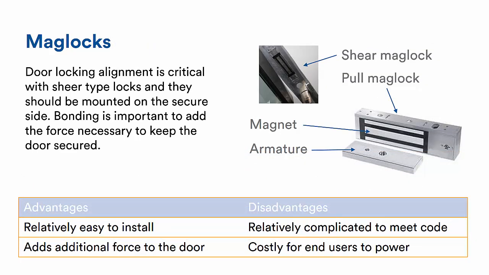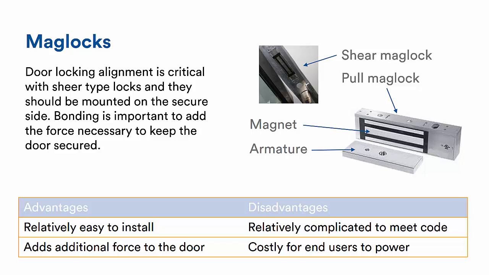There are two common types of maglocks, including pull and shear action. Pull requires a pull from the magnet and armature when power is cut, while shear means the armature and magnet slide away when the door opens. Door locking alignment is particularly critical with shear type locks. An advantage of maglocks is that they are relatively easy to install, so they are often chosen over electric strikes, particularly in retrofit situations.